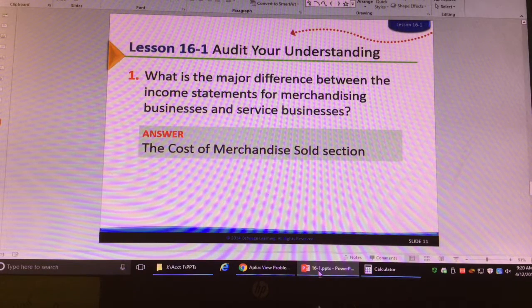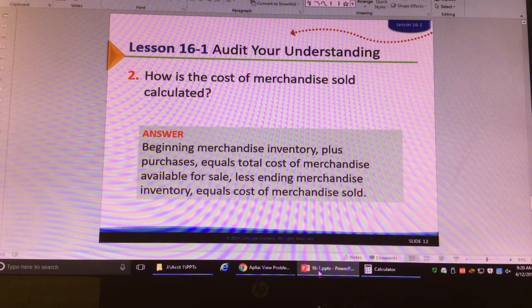So audit your understanding. What's the major difference between income statements for merchandising businesses and service businesses? The main idea is this cost of merchandise sold section. This is the new part. How is cost of merchandise sold calculated? Well, you have your beginning inventory plus your purchases, and that's going to equal total cost of merchandise available for sale.